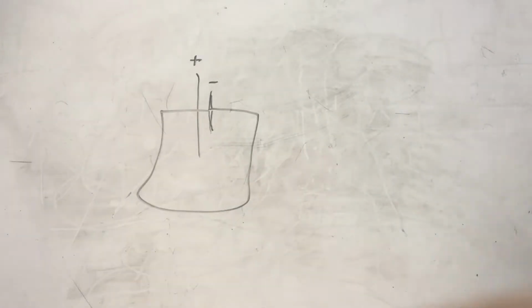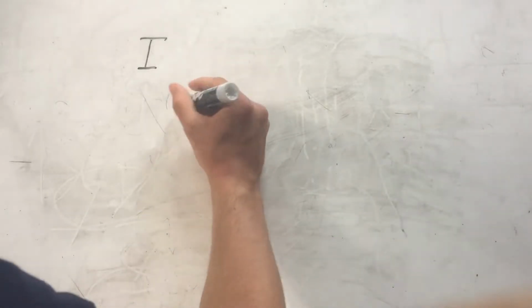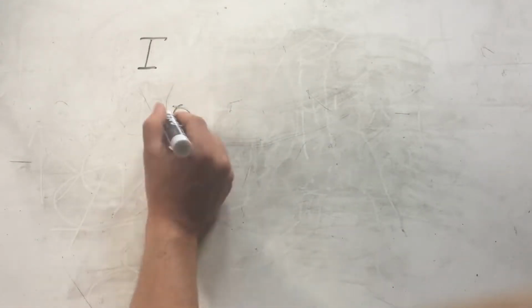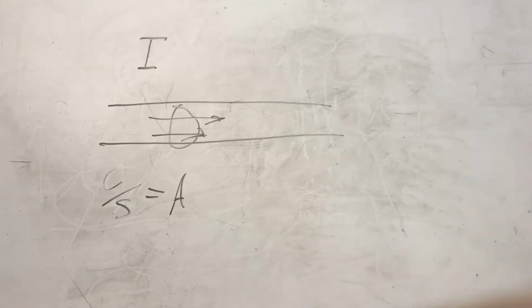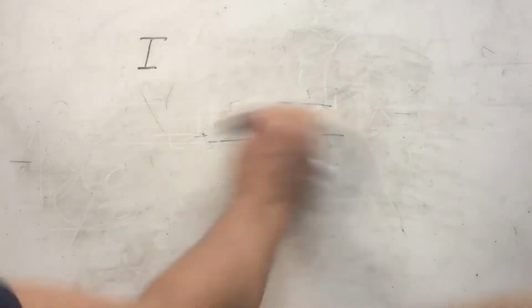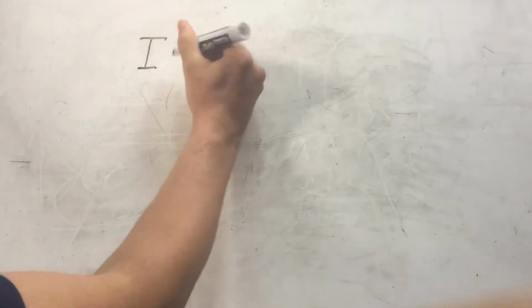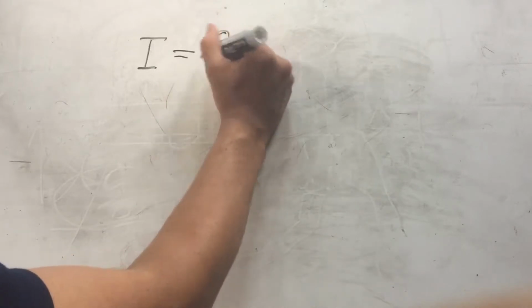The quantity current, denoted by the capital letter I, can be thought of as the amount of charge measured in coulombs that moves through a cross-section of wire in a single second and is measured in amperes. The equation to calculate the average current over a period of time is I equals Q divided by T, where Q is the charge that moves through the cross-section, and T is the time that it takes for it to do so.